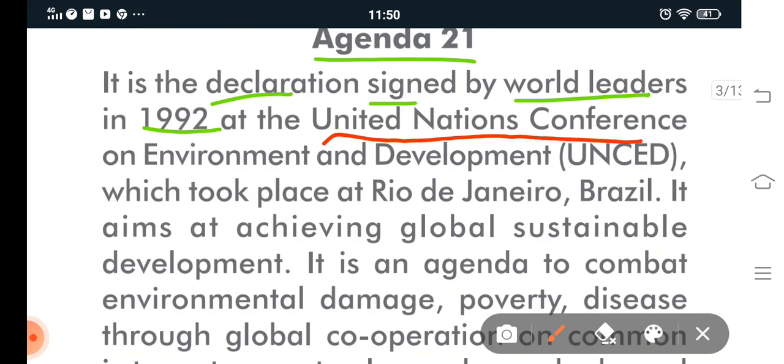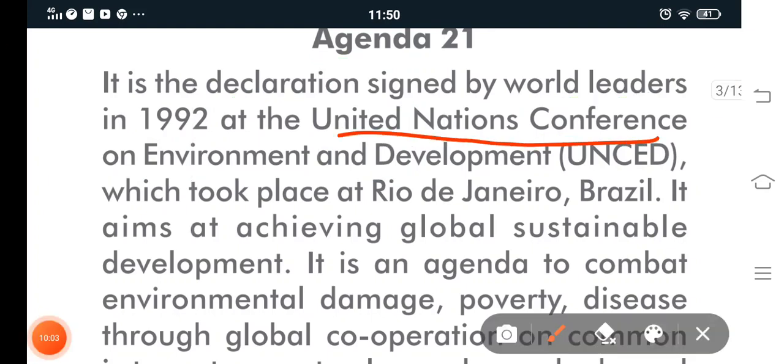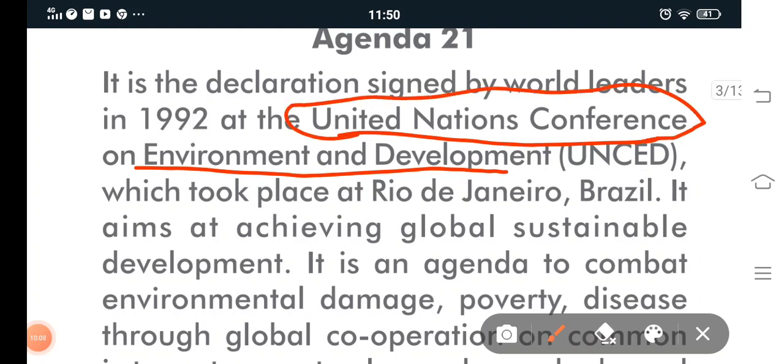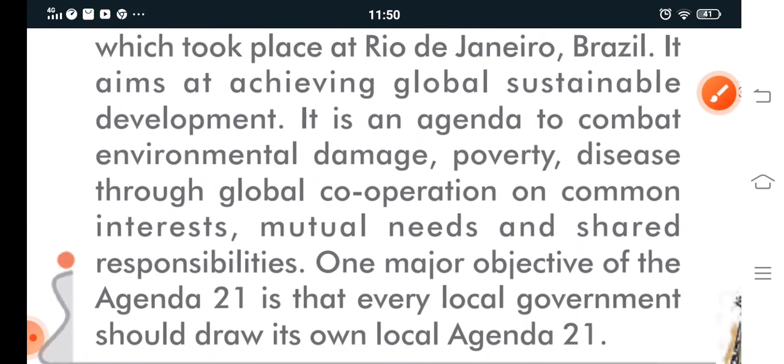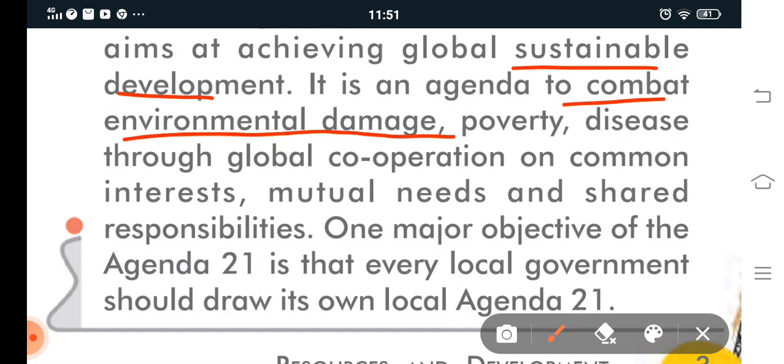United Nation Conference on Environment and Development. This is very very important. UNCED, United Nation Conference on Environment and Development. So this much you will remember. United Nation Conference, what is the chapter's name? It is related to development and environment, environment and development. Then, what does this aim at? It aims at achieving global sustainable development, and it wants to combat the environmental damage, poverty, disease through global cooperation.